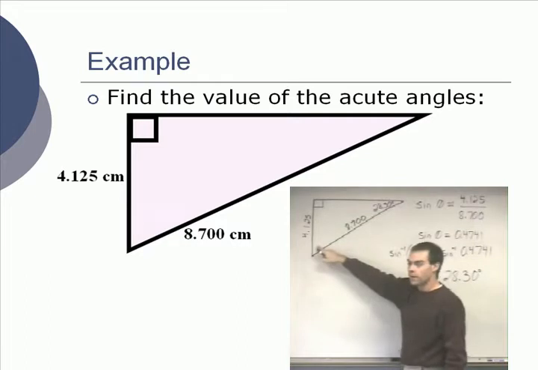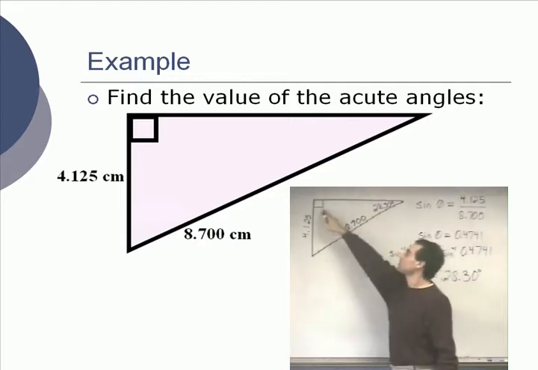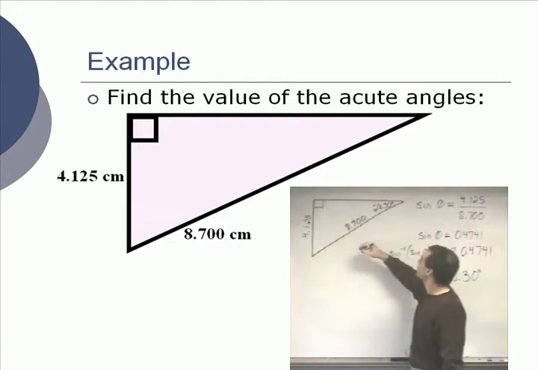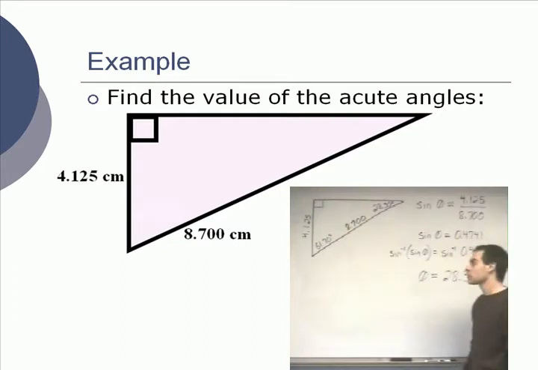Now, we can find this angle one of two ways. What's the easiest way to do it at this point? Subtract. These two have to add up to 90 since 90 degrees is already used there. 90 minus 28.3 is 61.70 degrees, and we're done. We found both angles.